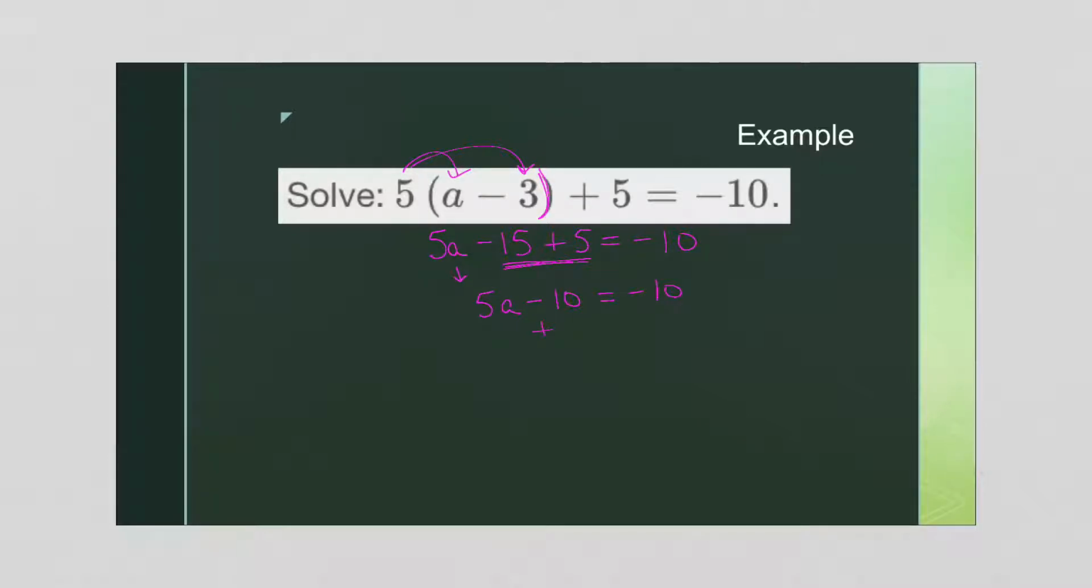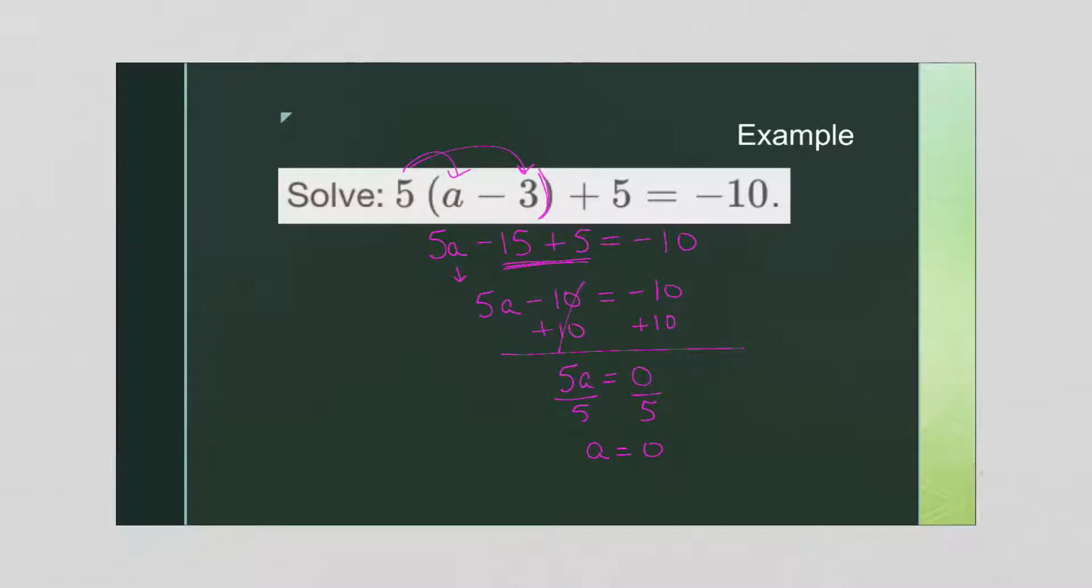I would add 10 to both sides. That goes away, so I've got 5a is equal to negative 10 plus 10 is 0. Divide both sides by 5, and I get that a is equal to 0. Almost an offensive answer for all the work that we did, huh? So let's check it and make sure that it's correct, though.